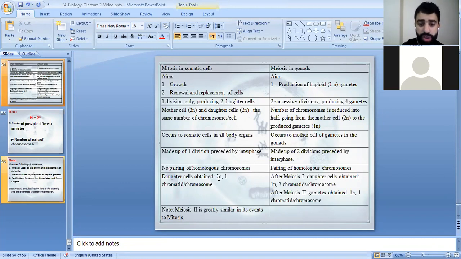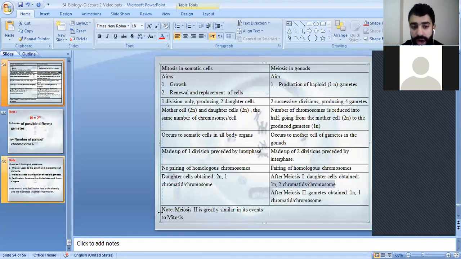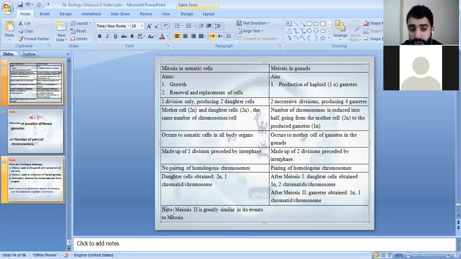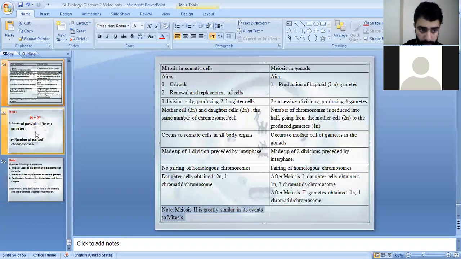Daughter cells obtained in mitosis are 2N, 1 chromatid per chromosome. They are diploid. After meiosis 1, daughter cells are 1N, 2 chromatids. And after meiosis 2, the gametes obtain 1N, 1 chromatid per chromosome. Note that, as I said before, meiosis 2 is greatly similar in its events to mitosis, except at the end we have 4 daughter cells. In mitosis we have 2 daughter cells. In meiosis 2, prophase 2, metaphase 2, anaphase 2, and telophase 2 are greatly similar to mitosis.